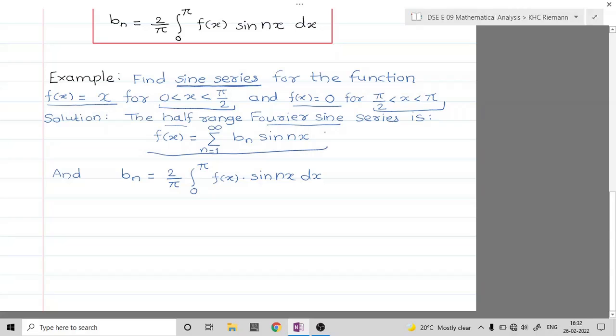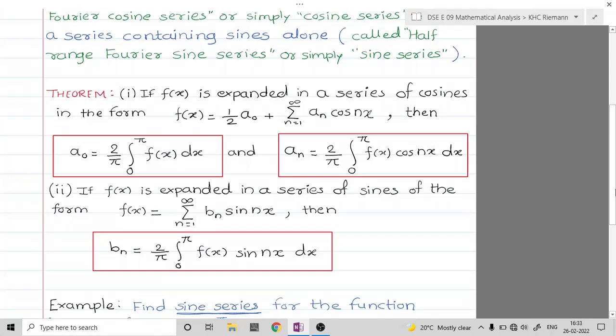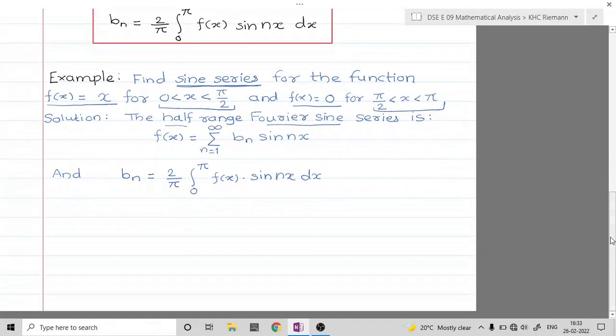f of x is equal to summation, no a naught, no an, only sine term. So only bn is present, summation bn sin nx. So we have to just find one Fourier coefficient bn, and for half range bn is given by this formula, 2 by pi integration 0 to pi f of x sin nx. Okay, let us put value of f of x. Sorry, this is bn.